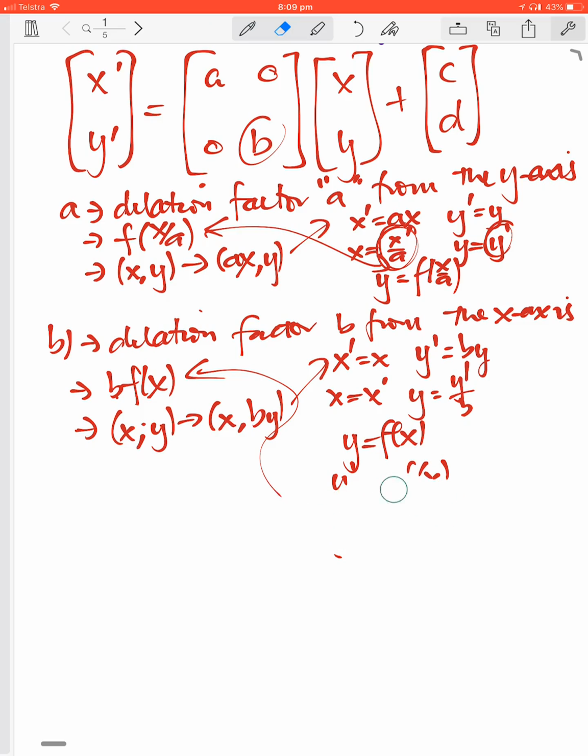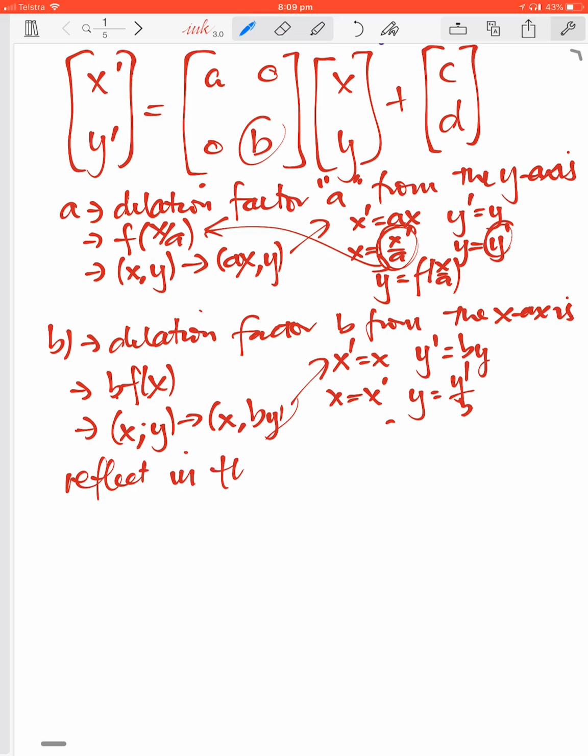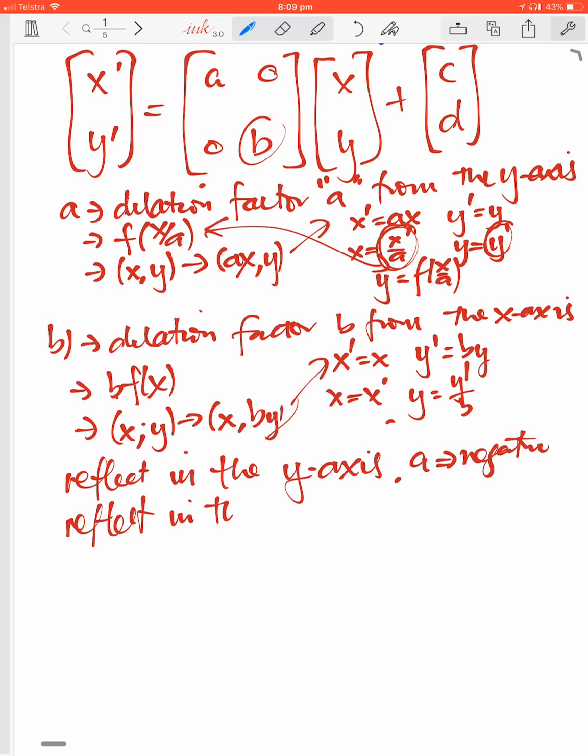Now if we want to reflect in x or y, if we want to reflect in the y-axis, A is negative, and if we want to reflect in the x-axis, B is negative.